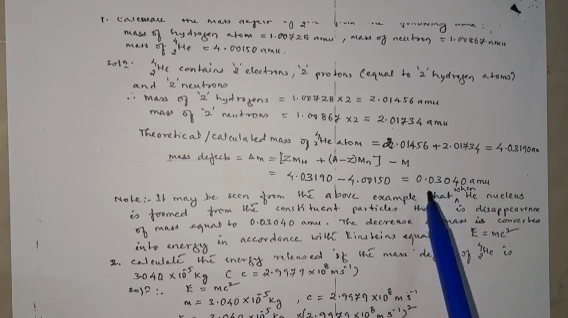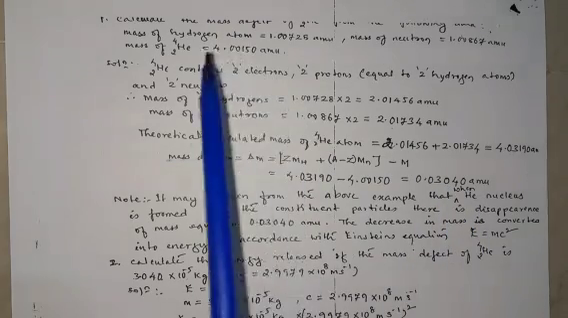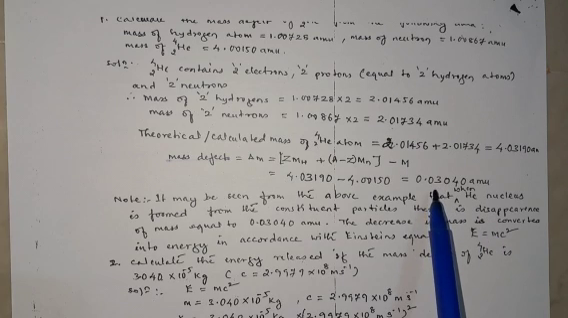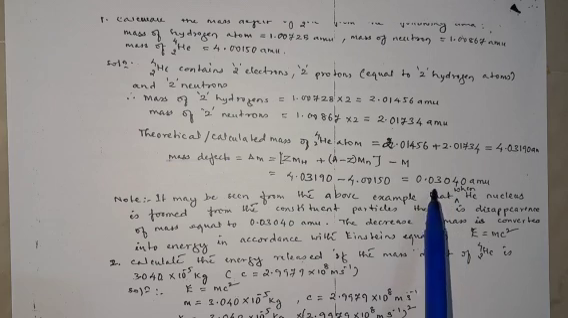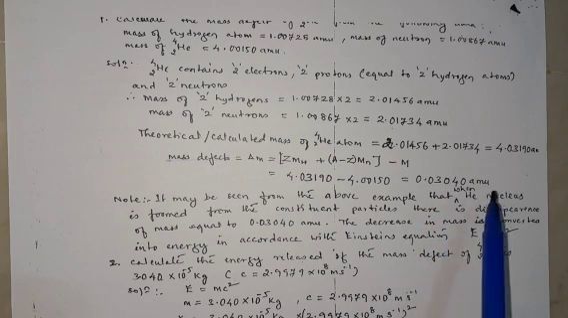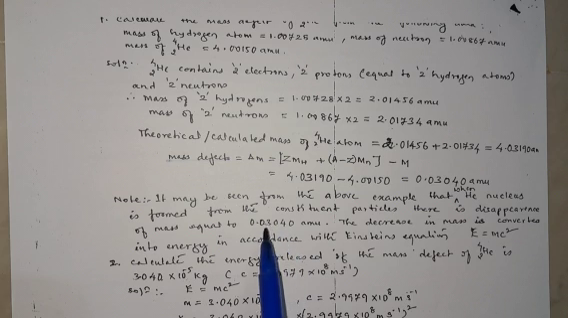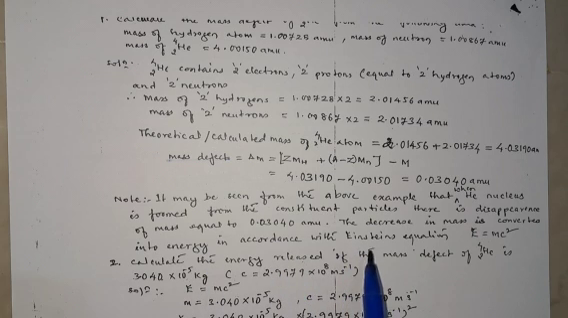When the helium nucleus is formed from the 2 protons and 2 neutrons, there is a decrease in mass, which is equal to 0.030 AMU. According to the Einstein equation, the disappearance of this mass is converted into energy. The Einstein mass energy relation is given by E is equal to mc square.